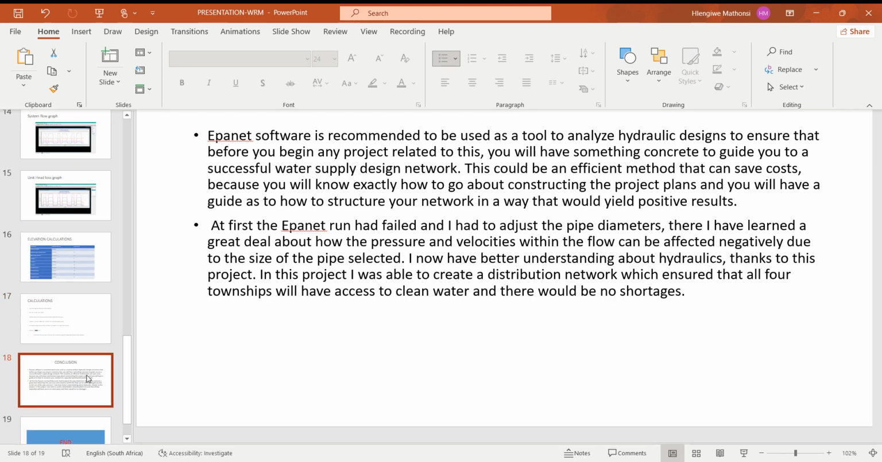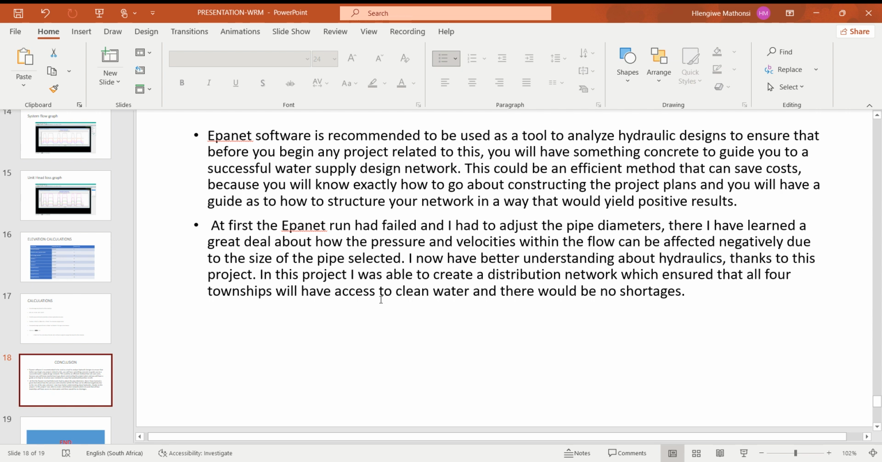In conclusion, EPANET software is recommended to be used as a tool to analyze hydraulic designs to ensure that before you begin any project related to this, you have something concrete to guide you to a successful water supply design network. This could be an efficient method that can save cost because you'll know exactly how to go about constructing the project plans and you'll have a guide as to how to structure your network in a way that will yield positive results.